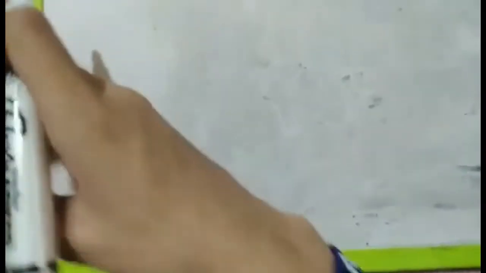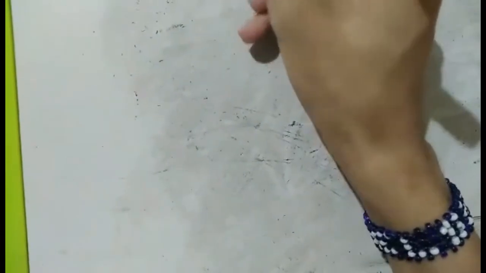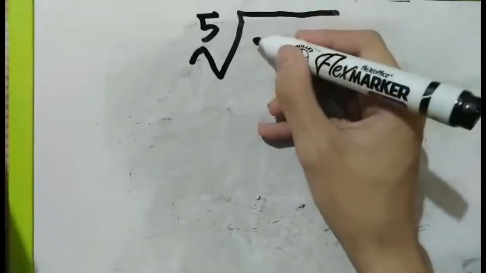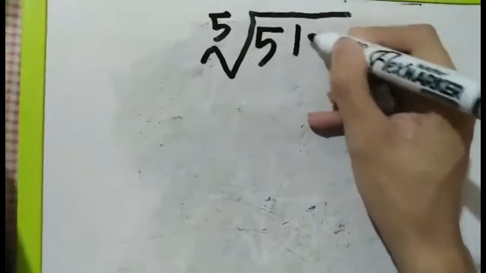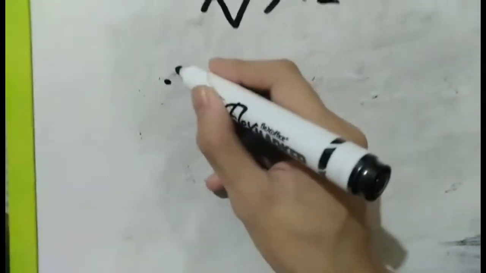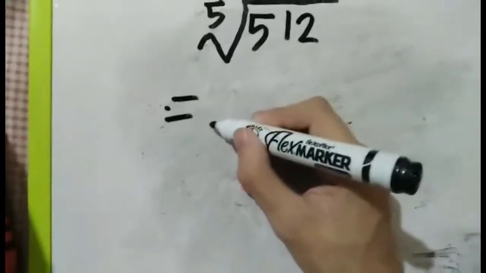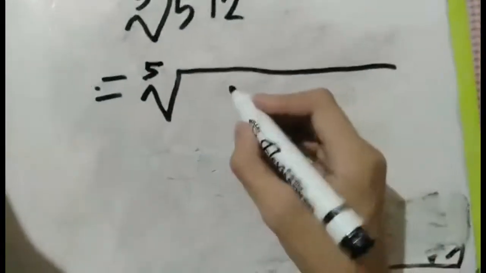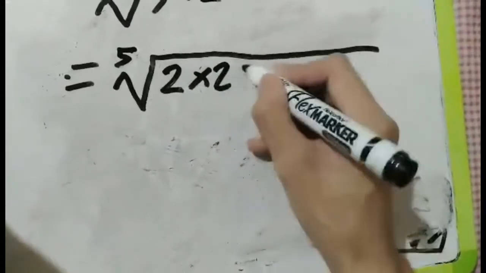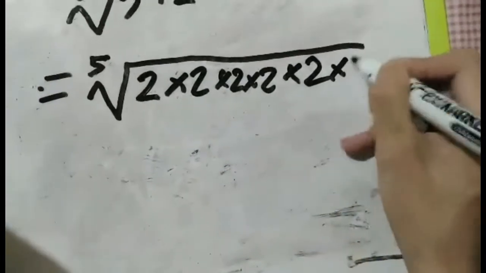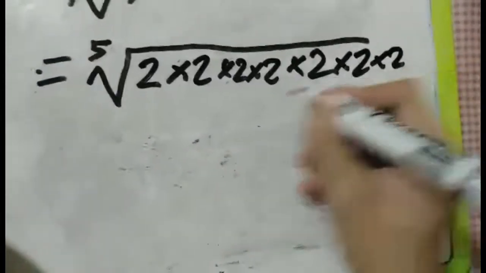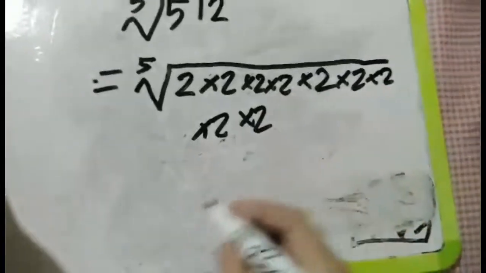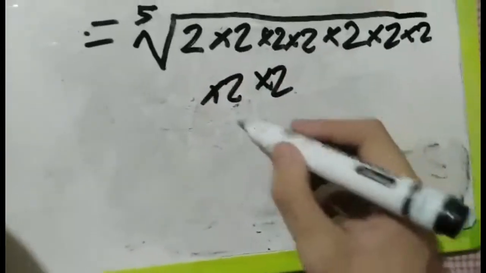Let's try the fifth root of 512, which has a prime factorization of 2 times 2 times 2 times 2 times 2 times 2 times 2 times 2 times 2. Now, of course, these are 9 2's and we need 5.